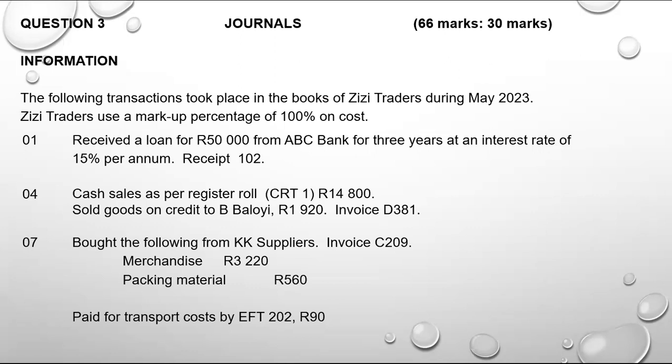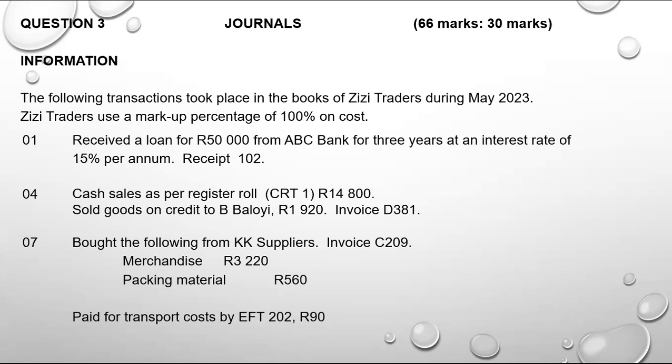Let's do the first transaction. The first transaction says that we received a loan of 50,000 from ABC Bank for 3 years at an interest rate of 15% per annum, receipt 02. So that is the receipt that we issued. So we received a loan.